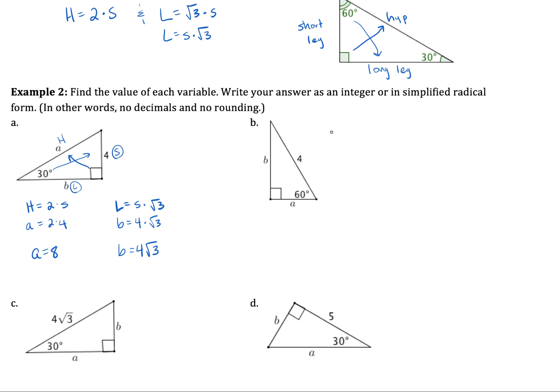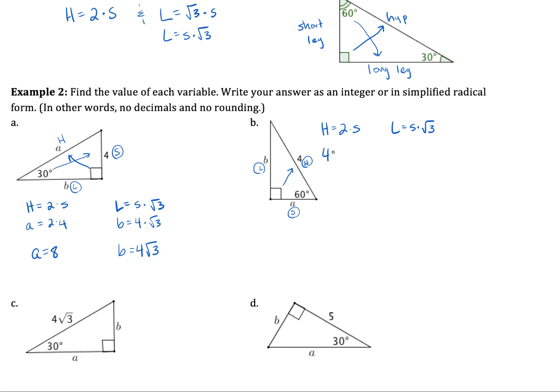Let's look at letter B and see if this one's going to be just as easy. I'm going to start by labeling my sides. So across from the 90, there's my hypotenuse. Here's my 60, so across from that is my long leg, and that must be the 30-degree angle up here, so A is going to be my short leg. Now I'm going to write out my formulas. H equals 2 times S, and L equals S times the square root of 3. And I'm going to fill in what the picture gives me.